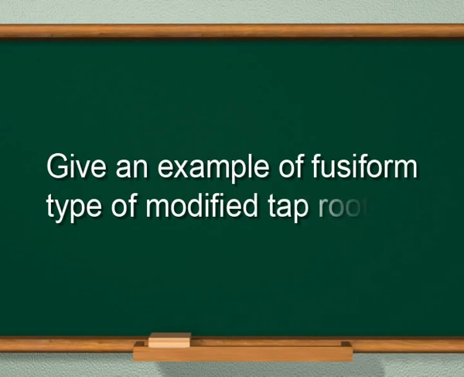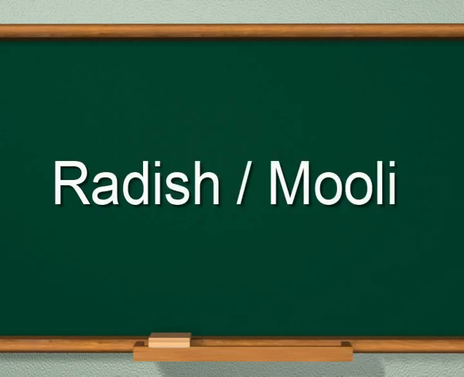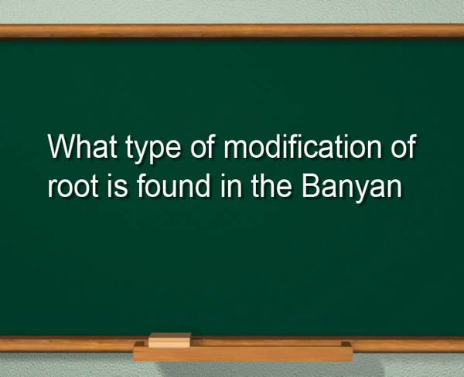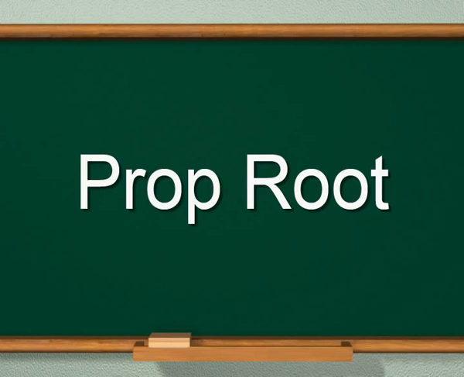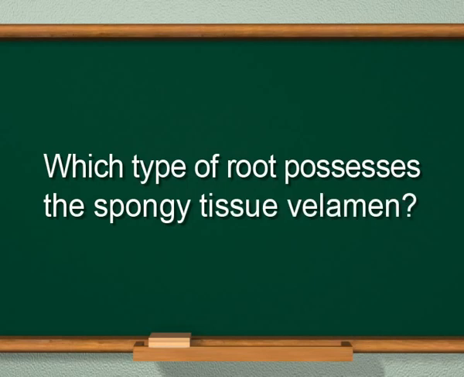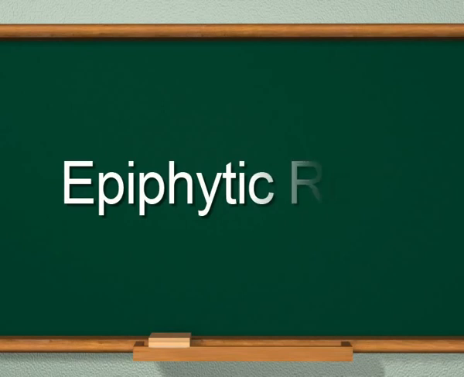My next question is, give an example of fusiform type of modified tap root. Answer: radish or mooli is an example of fusiform type of modified tap root. Next question: what type of modification of root is found in the banyan tree? Answer: prop root is the type of root modification found in the banyan tree. The next question is, which type of root possesses the spongy tissue velamen? The answer is, epiphytic roots possess the spongy tissue velamen.